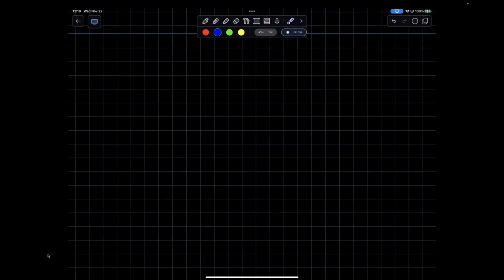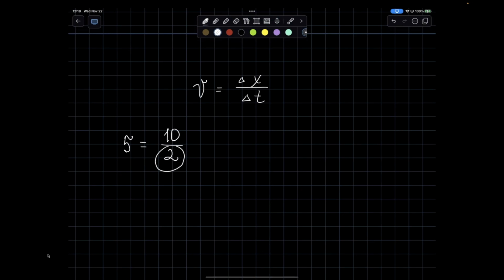What if the formula that you were given looks like this? V equals change in x over change in t. Think about it this way. 5 equals 10 over 2. So if I were to think of 2, I could rearrange this as 2 equals 10 over 5. So when you're looking for something in the denominator, you can swap the two. So from here, you can say that change in t is going to be change in x over v.